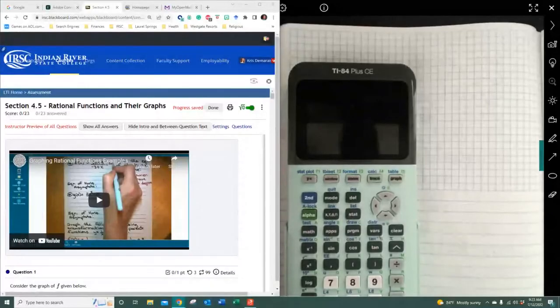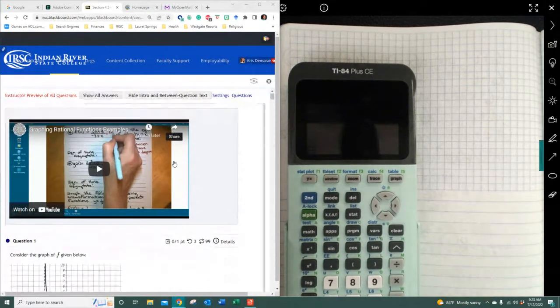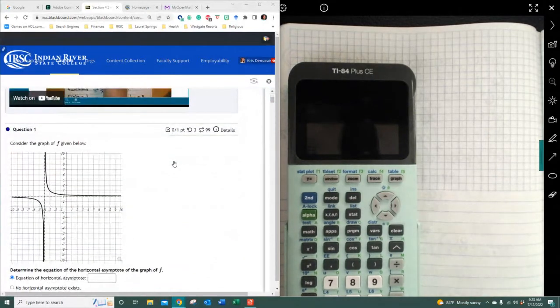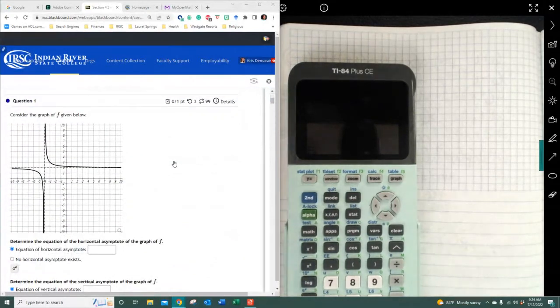All right, this is section 4.5, rational functions and their graphs. This is covering my OpenStax math material. Now when we're looking at this, we're talking about rational functions. Rational functions are fractions. That's what they are. So there are domain restrictions and such things.